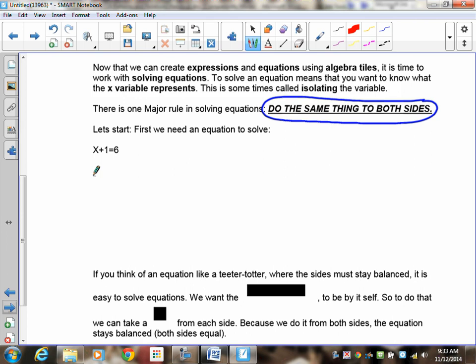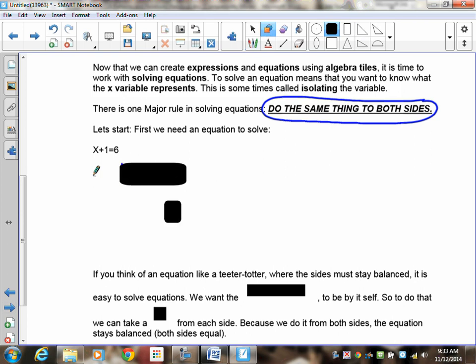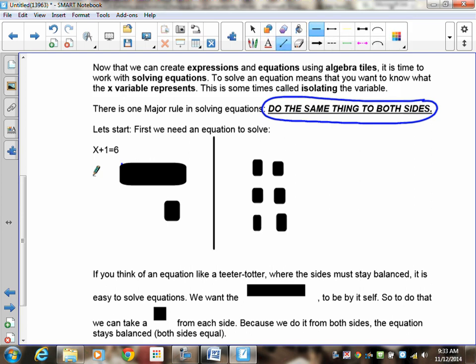So drawing this equation, I'll use the easy way of doing it. There's x, and here's 1. And I have 1, 2, 3, 4, 5, 6, and I have an equal sign in the middle. If you think of this as a teeter-totter where the sides must stay balanced, it's actually pretty easy to solve. We want to get the rectangle, we want to get the x right here. We want that x to be by itself. To do that, I have to get rid of this one right here. Now remember our rule: whatever you do to one side, you have to do to the other.